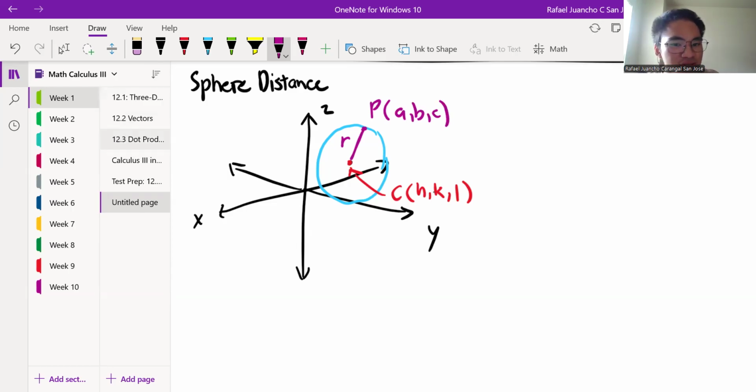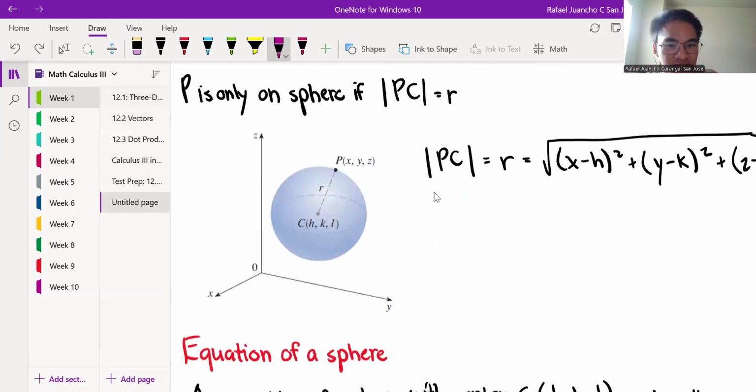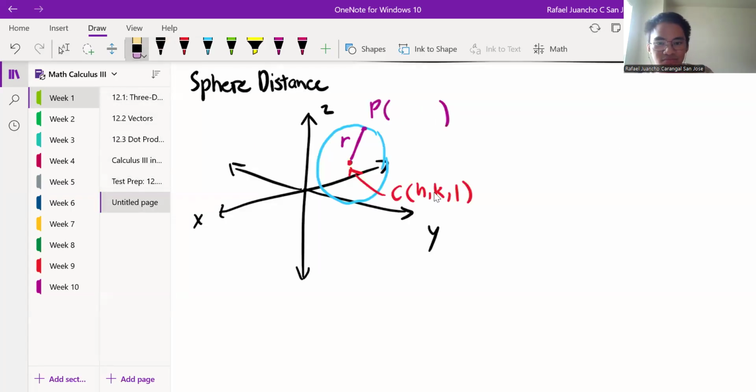Did we do A, B, C here? Or did we do X? I think the best way is to do X. Yeah, let's do X. But it could be anything. It's just easier. Yeah, and then this is a sphere. I can't draw a sphere, but this is a sphere.